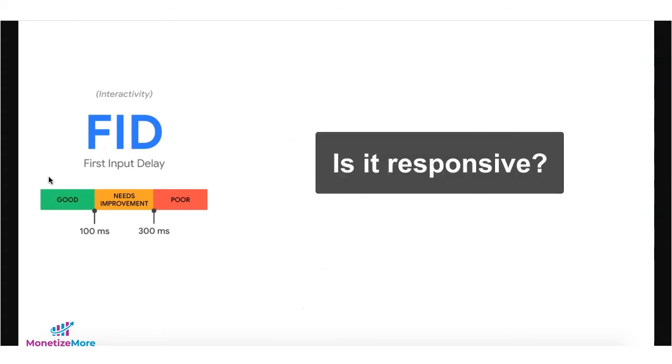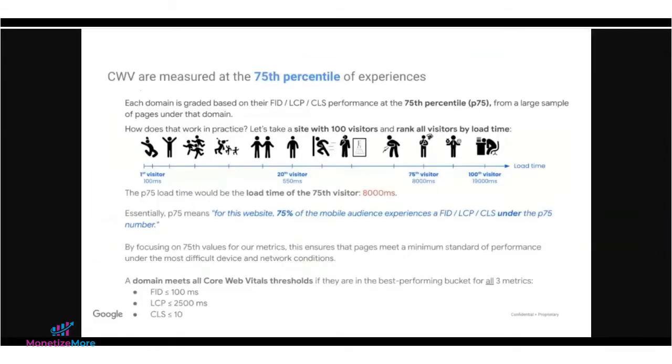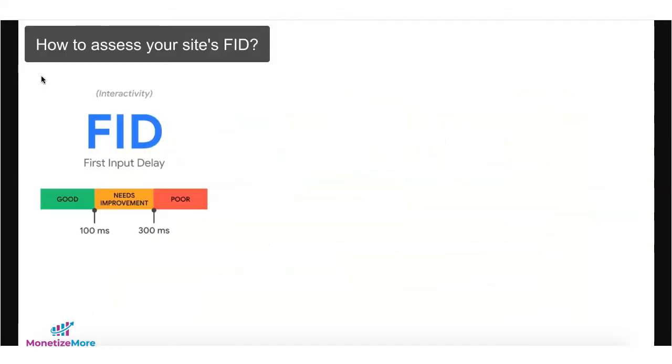A good FID score is anything less than 100 milliseconds. A good threshold to measure, like any other metric in Web Vitals, is the 75th percentile of page loads, segmented across mobile and desktop devices. So let's say you have 100 visitors. Your 75th visitor is when Core Web Vitals is measured and recorded towards your score. Google only measures how long the browser takes to start executing the event process. So if you click on a link, it's the delay between the time you click and the time the browser starts processing that click.